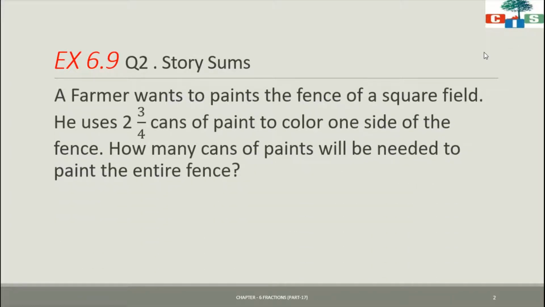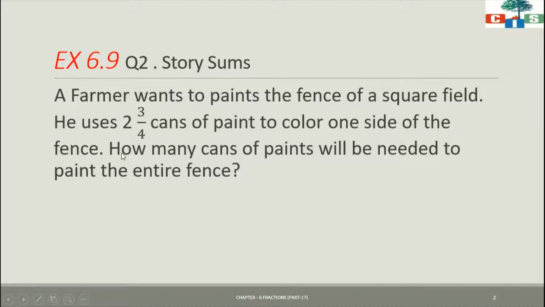A farmer wants to paint the fence of a square field. The field is in which shape? The field is in square shape. He uses 2 3/4 cans of paint to color one side of the fence. How much is he using to paint one side of the fence? He is using 2 3/4.